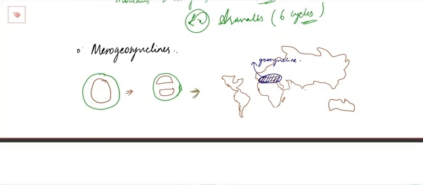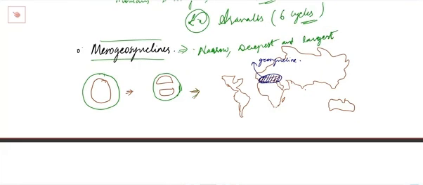And then next we'll see what is mesogeosyncline. Mesogeosyncline is nothing but it is the deepest and the largest. Mesogeosynclines are deepest, narrow, and largest. Their floor can be oceanic floor. So basically the floor is oceanic floor, and this is what they said.